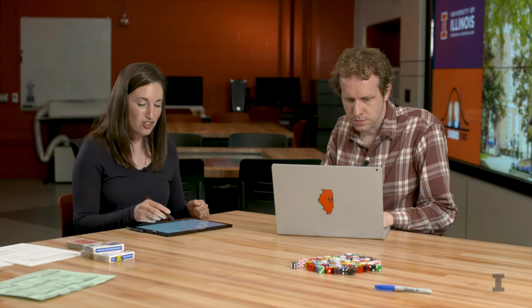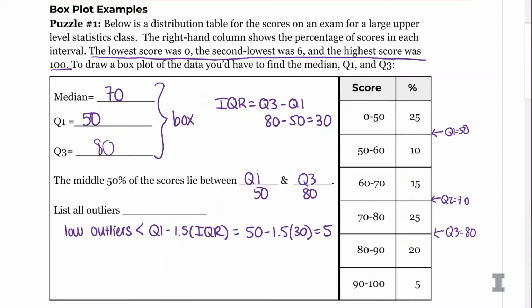So that means that any number on our list that is less than 5 is considered a low outlier. And if I look at this table, I don't know how many numbers are less than 5, right? Because I just know that 25% of the data is between 0 and 50, but I don't actually know how many of those numbers are less than 5.